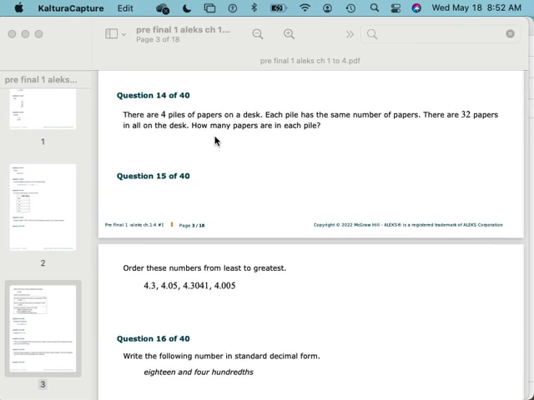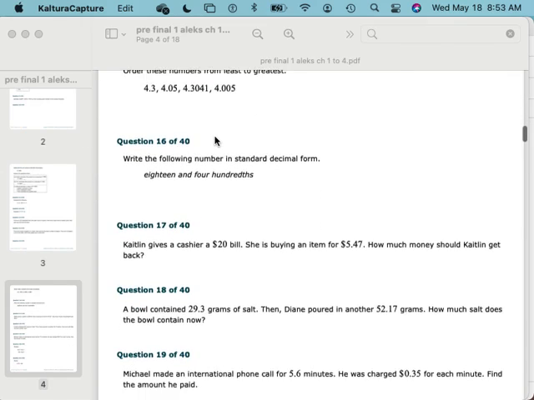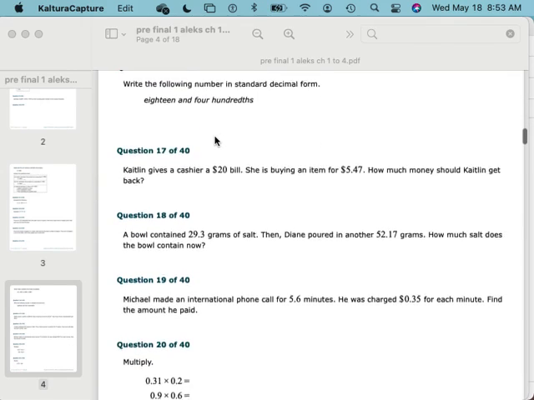Okay, look at question 14. There are 4 piles of papers on a desk. Each pile has the same number of papers. There are 32 papers in all on the desk. How many papers are in each pile? What are we going to do? What's the operation? Division, right? 32 divided by 4 piles. Okay, order these numbers, that's no biggie.